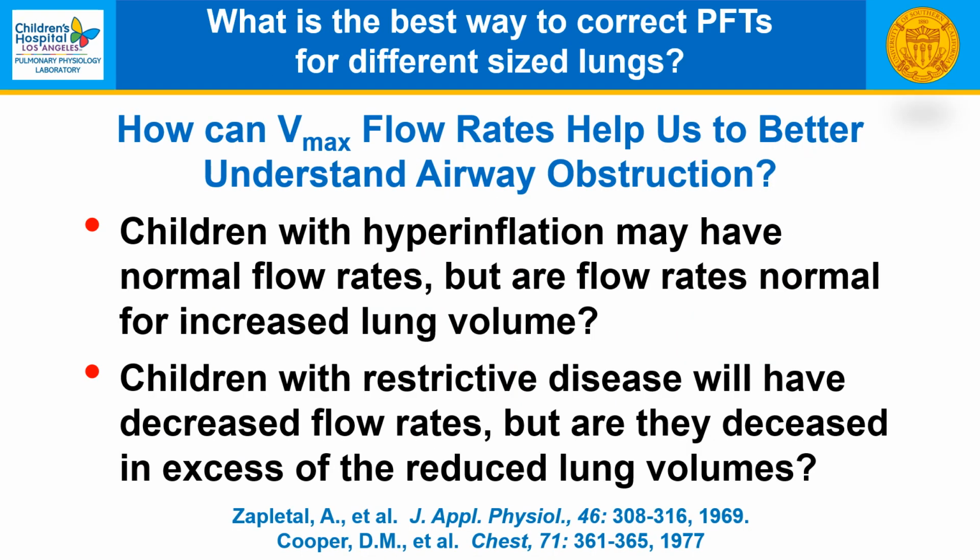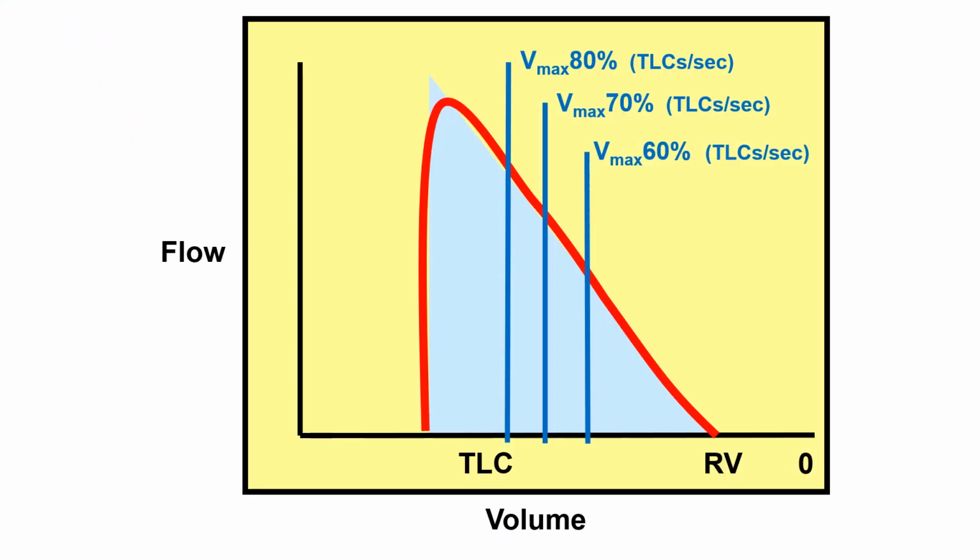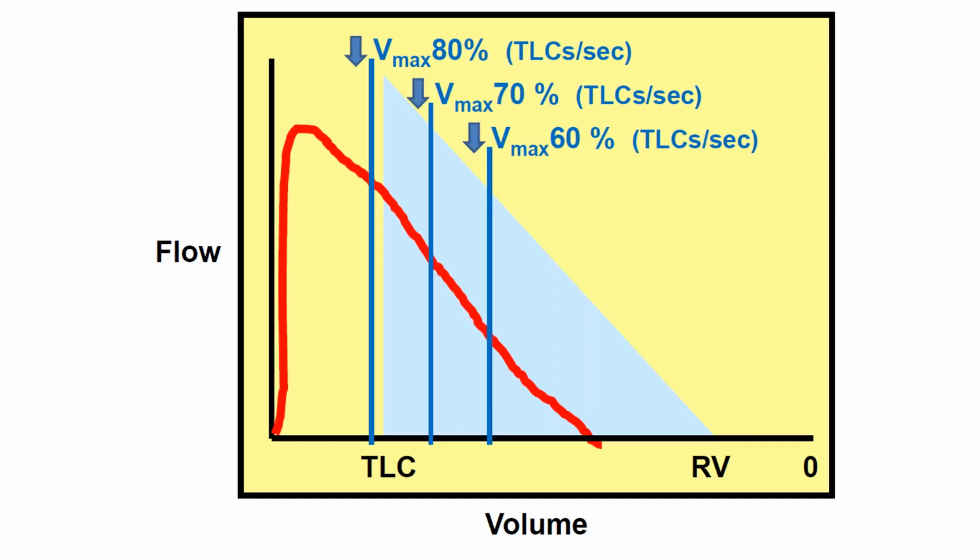How can Vmax flow rates help us to better understand airway obstruction? Children with hyperinflation may have normal flow rates, but are flow rates normal at increased lung volume? Children with restrictive disease will have decreased flow rates, but are they decreased in excess of the reduced lung volumes? So, if this is a normal situation, if somebody is hyperinflated, these Vmaxes are going to be decreased because partly they're divided by a larger total lung capacity.